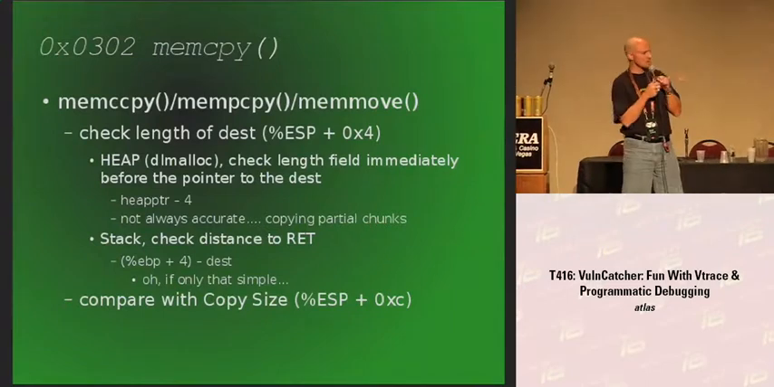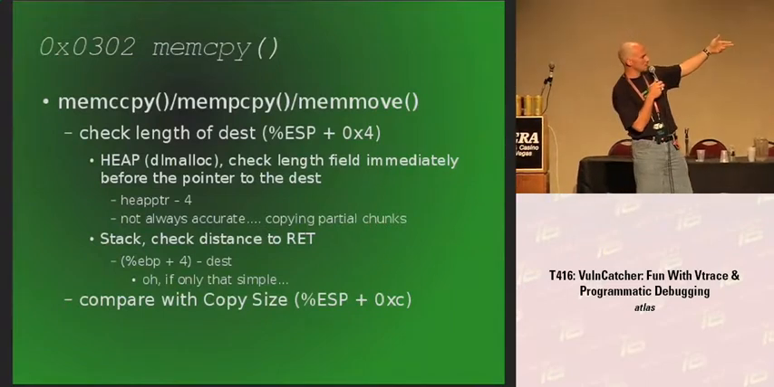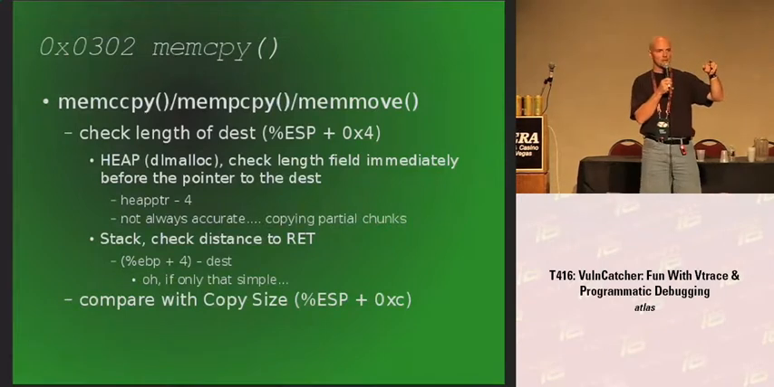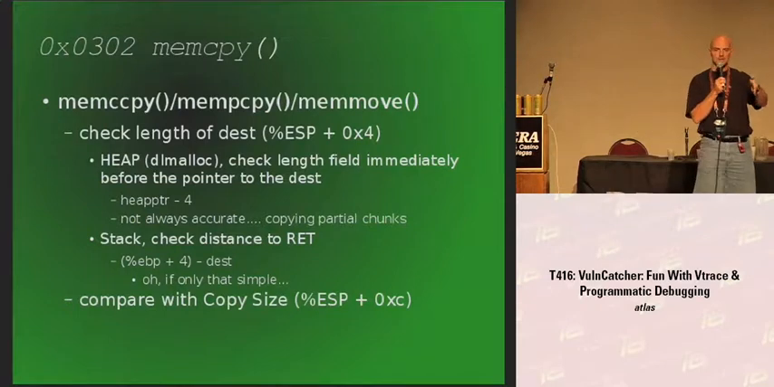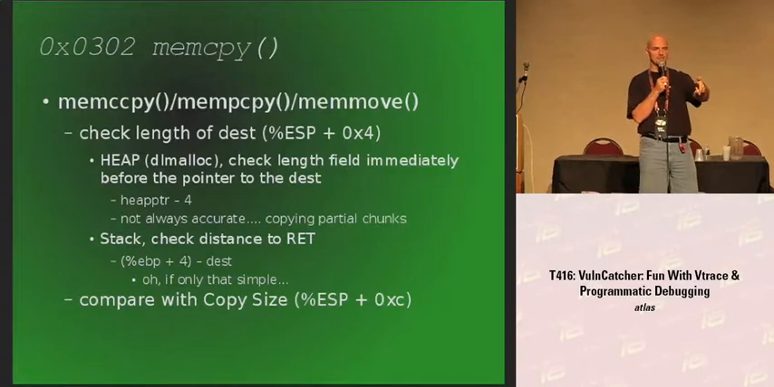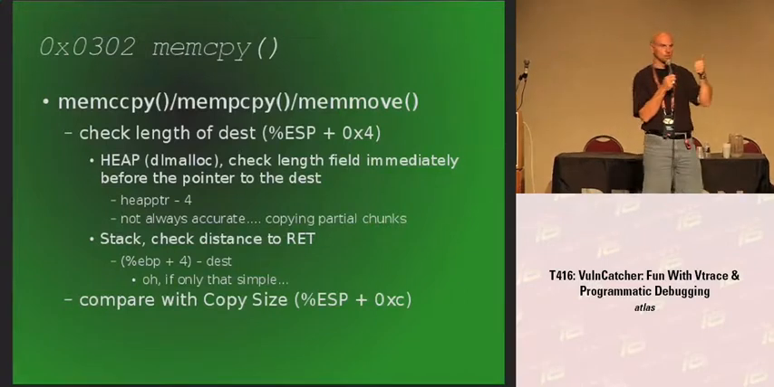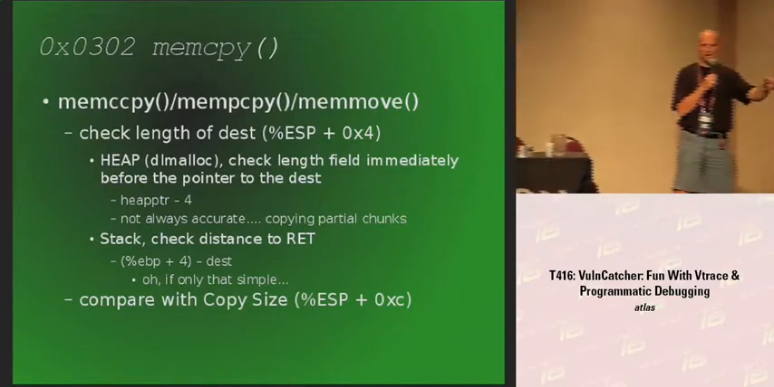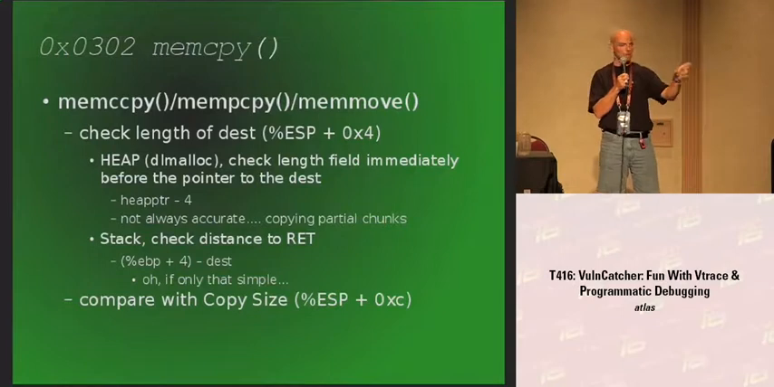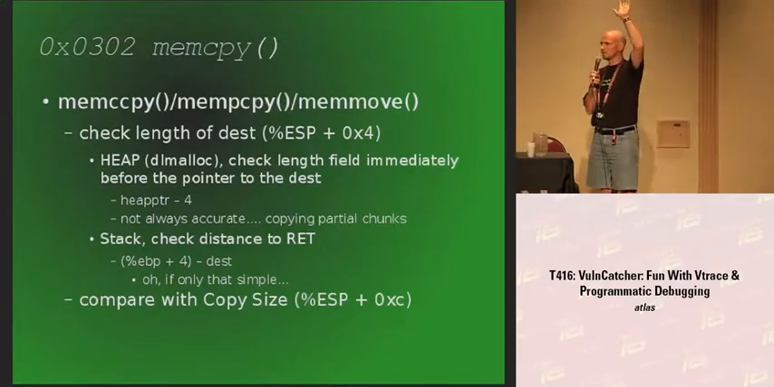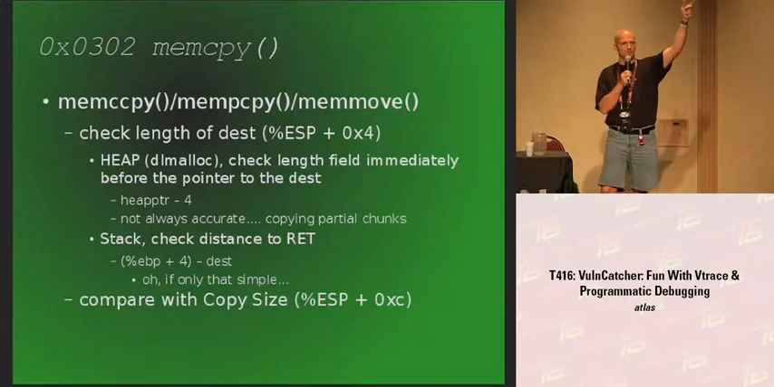On the heap, specifically targeting dlmalloc in this case, we can often check the length of a buffer because the pointer to a malloc buffer is exactly 4 bytes after the length of that buffer. Kind of cool, huh? So we simply go to the pointer and we back up 4 bytes, and we read in 4 bytes. How many bits is 4 bytes? 32. Why is that important?